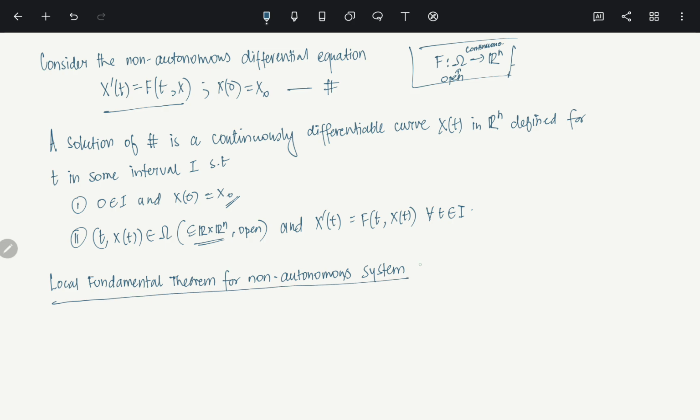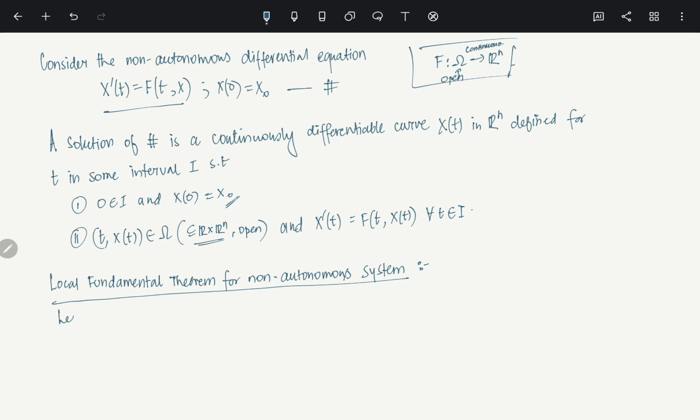Let's just look at it. This theorem I am not going to prove. First of all, the proof is exactly the same sort of proof which you did for the autonomous system, just an extra variable t is there. So you have to modify it accordingly, but it is exactly the same. So I am not doing it. Please do it for yourself. You have to check that part.